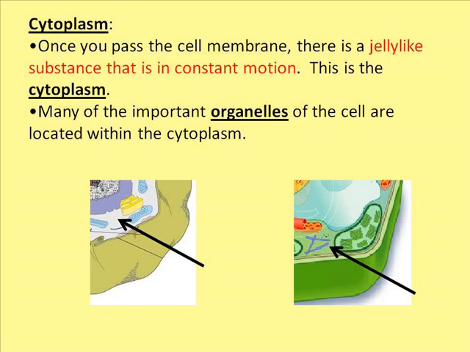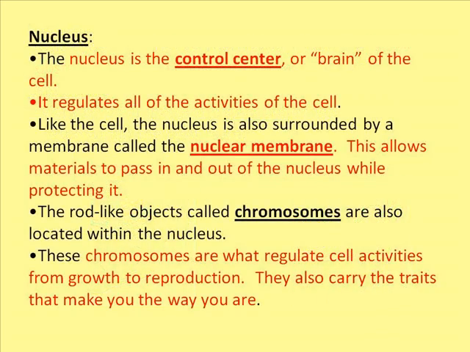On the inside of the cell, you have this ooey gooey jelly-like substance, and it's constantly moving. This is going to be your cytoplasm. The cytoplasm kind of holds all of the other organelles in place and allows everything to be able to move around the cell.